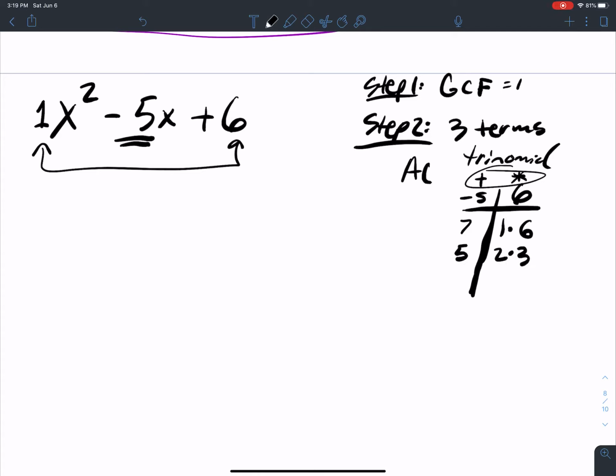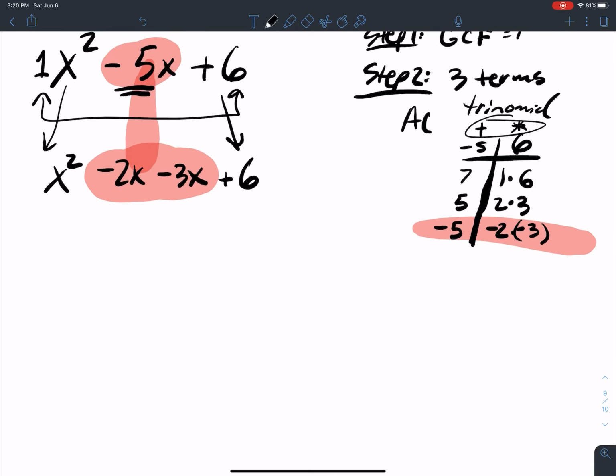Negative 2 times negative 3, that goes to negative 5. So that's it. Bingo. That's our numbers right there. Okay? So I'm going to take this middle term and break it up into a negative 2x and a negative 3x. So the middle term gets broken up into that. So I'm going to drop these down, x squared, and then my plus 6 here. Okay? So I've got x squared minus 2x minus 3x plus 6.